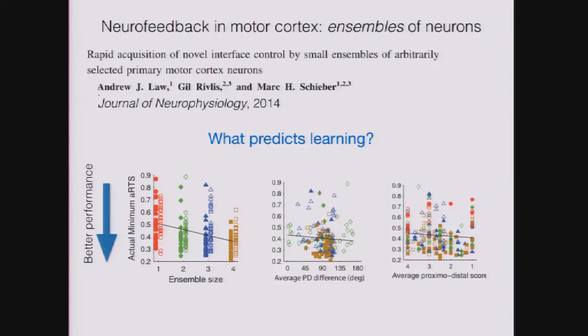Mark also examined whether the native direction tuning of the neurons was correlated with how well the animal could harness them to do this task, and that relationship is basically flat. He also examined the native tuning not just in terms of preferred directions, but in terms of shoulder or wrist activation. And the native proximal distal properties was not a strong predictor of how much learning the ensemble could perform.